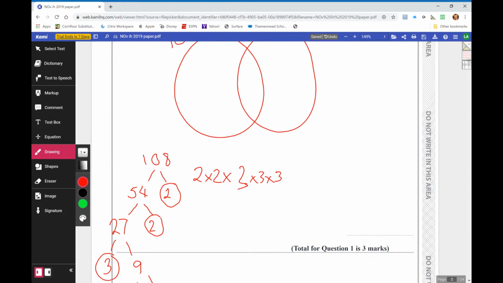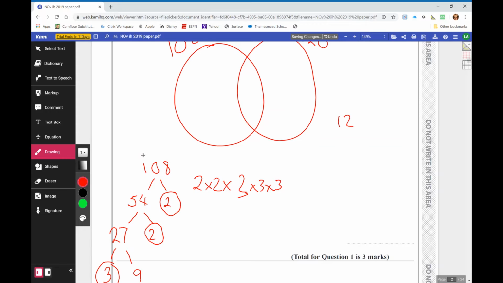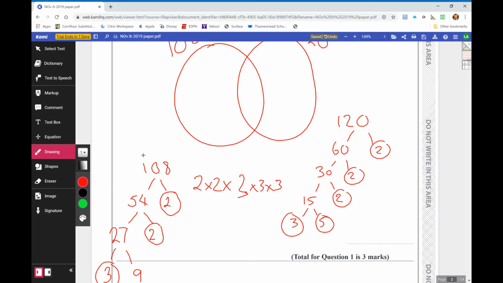And then if we do 120 over here, so 60 times 2, 30 times 2, and we stop as soon as we get a prime factor. We don't need to go anywhere. 3 times 5. Okay, and so that's 120. I'll put that over here. I'm running over a little bit of space here, but 2 times 2 times 2 times 3 times 5.